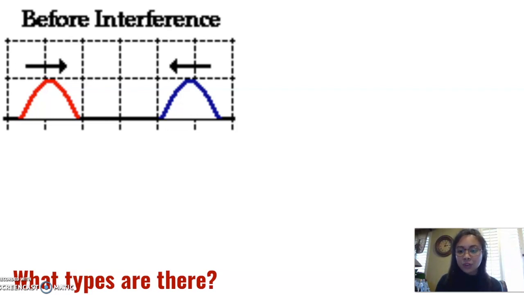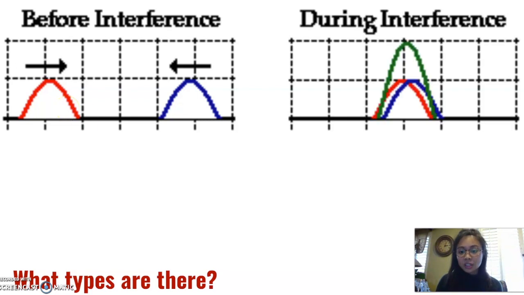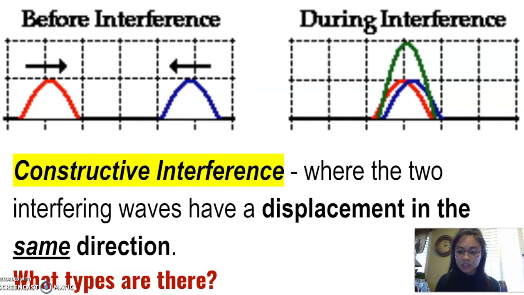Let's say that before interference, there are two waves moving toward each other, the red moving to the right and the blue moving to the left. Both of these waves have positive displacements. During interference, or when the waves pass by each other, the resultant wave will be the wave in the green. As you can see, the result is a wave with a bigger amplitude than either individual blue or red wave. This is known as constructive interference. This happens when two interfering waves have a displacement in the same direction. As seen in the example, the result of constructive interference is a wave with a bigger amplitude than either wave.